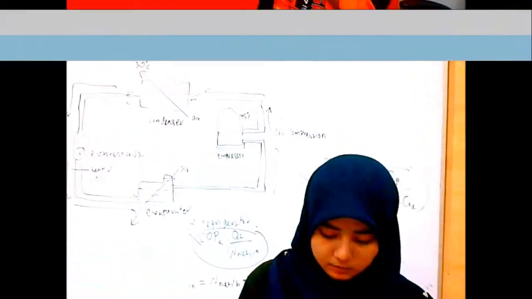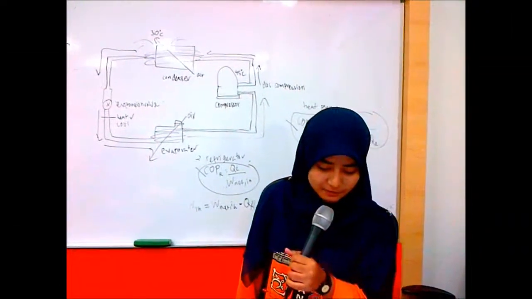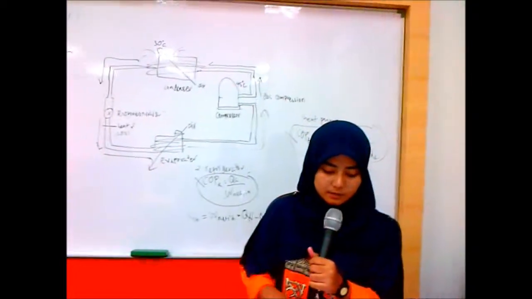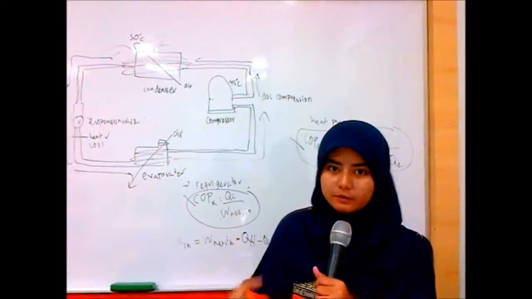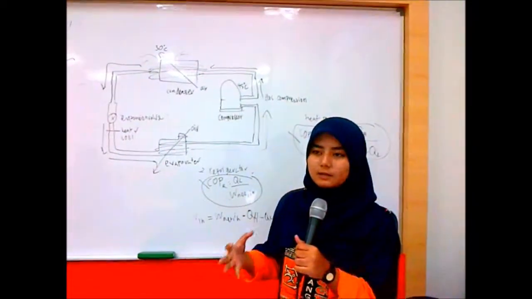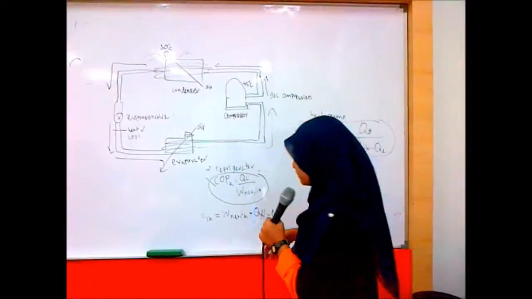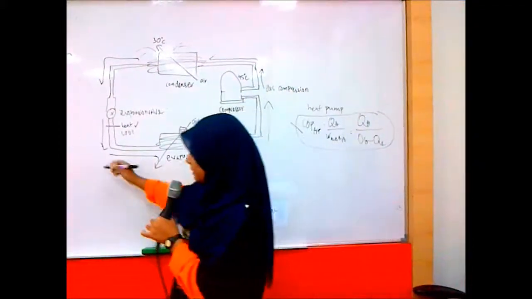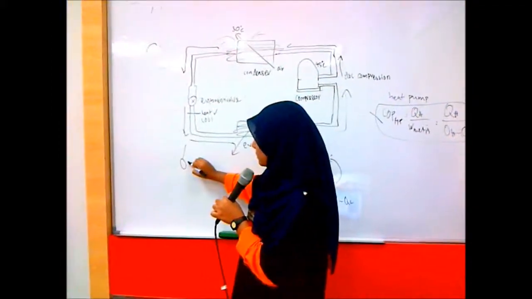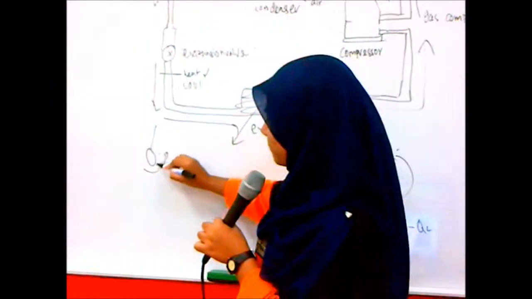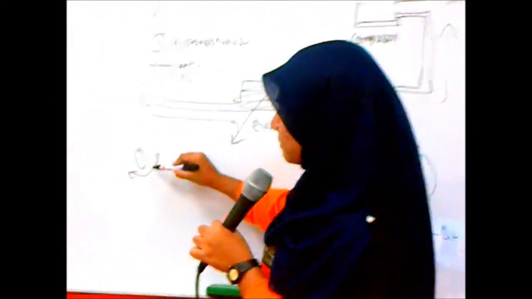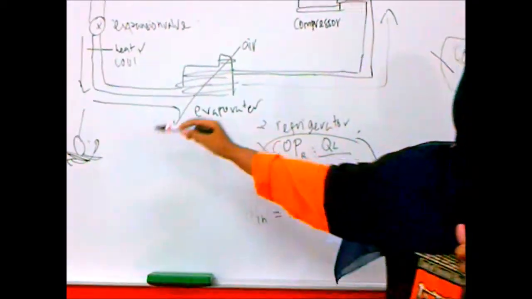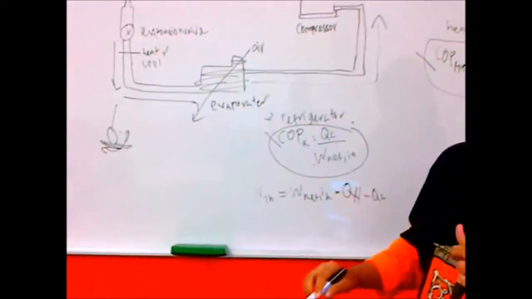Okay, now about the reversible and irreversible process. Okay, actually a reversible process is a process that can be reversed. For example, the oscillation of a pendulum. Okay, this pendulum will move like this, so it moves and then reverses back again. Okay, this is a reversible process.